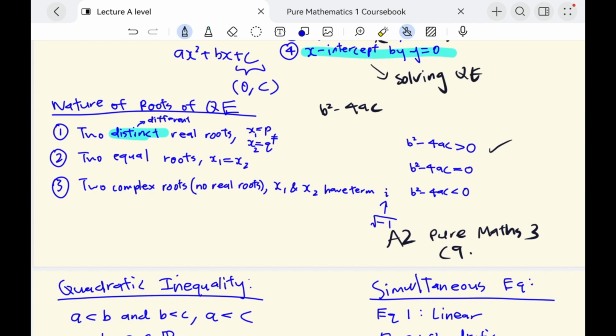Which means when your quadratic graph keeps shifting downwards, your discriminant is always positive because you keep decreasing your c. That means the entire discriminant must be more positive.